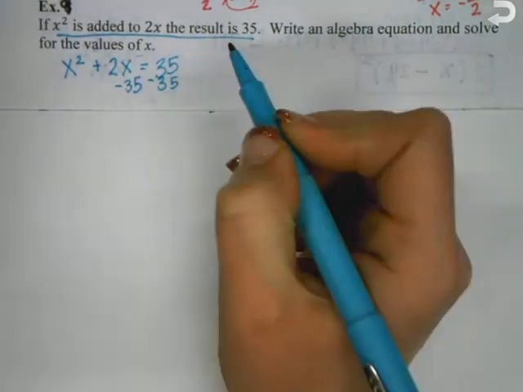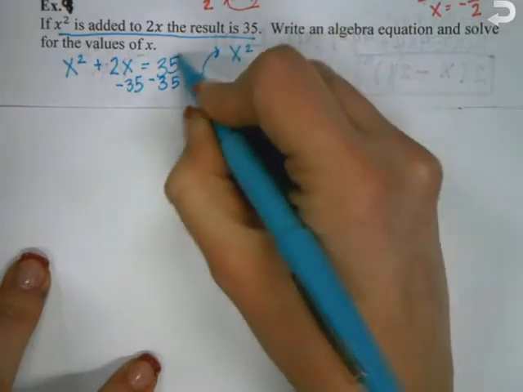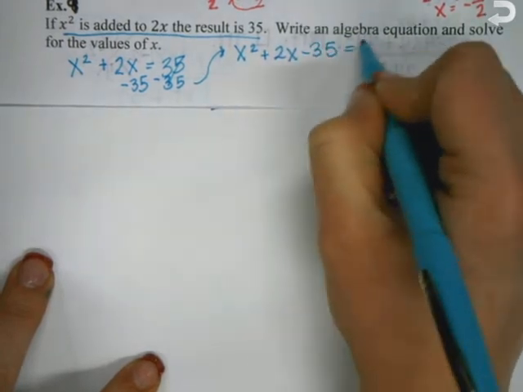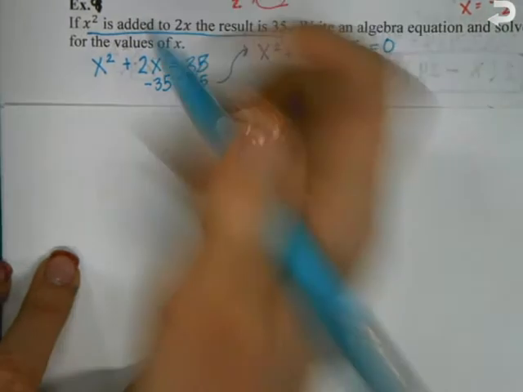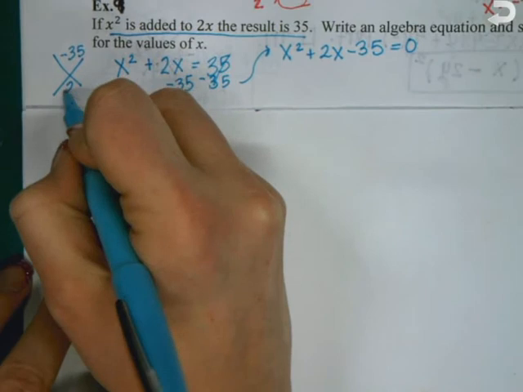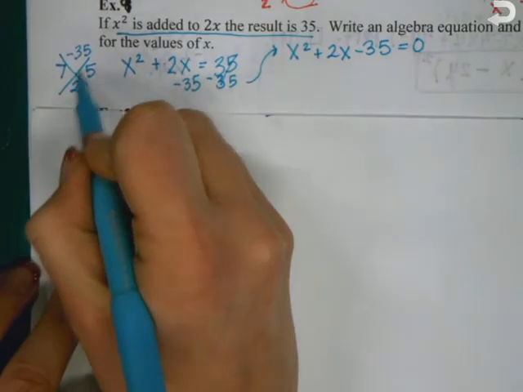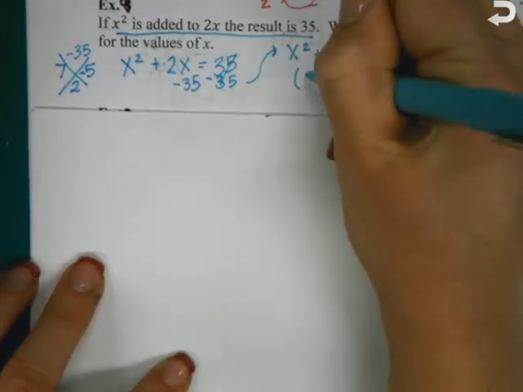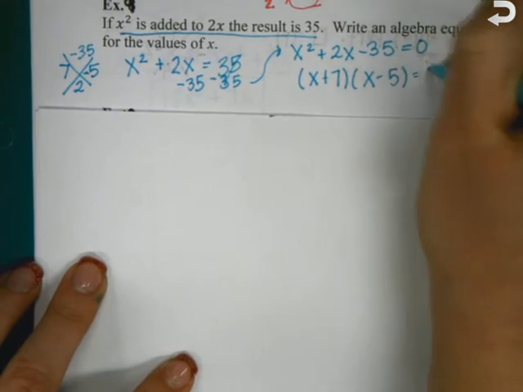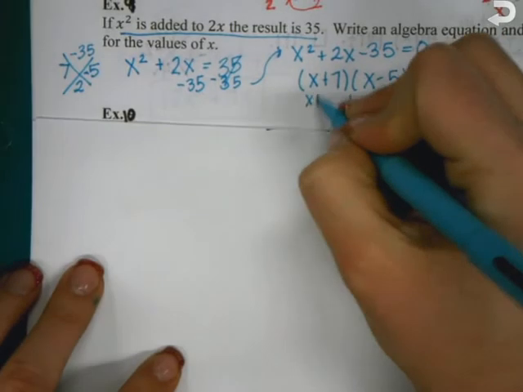What method will I use here? Diamond. So I'm looking for two numbers that multiply to negative 35 and add up to positive 2. 7 and 5. Positive 7 and negative 5. So that's going to give me x plus 7 times x minus 5 equals 0. And then I set them each equal to 0. So x plus 7 equals 0. x minus 5 equals 0. So I get x equals negative 7 and positive 5.